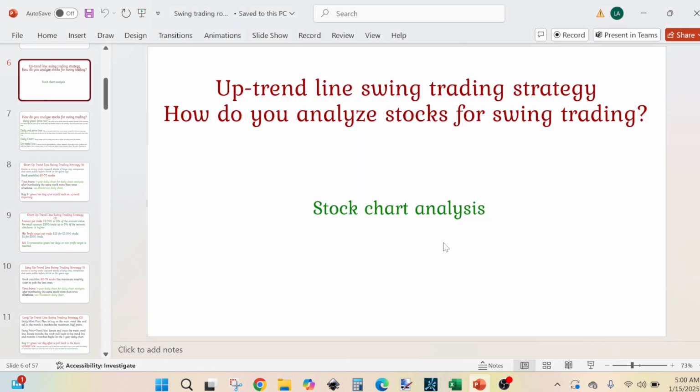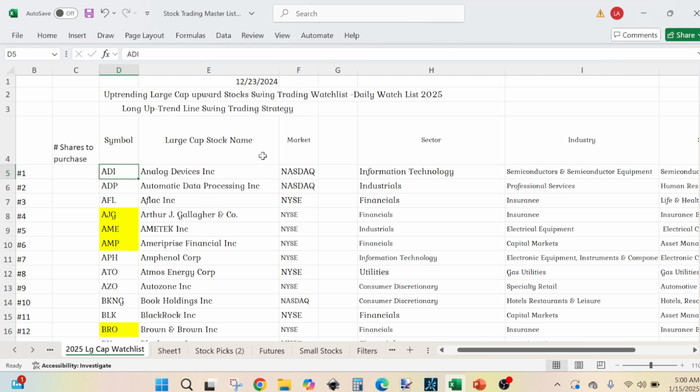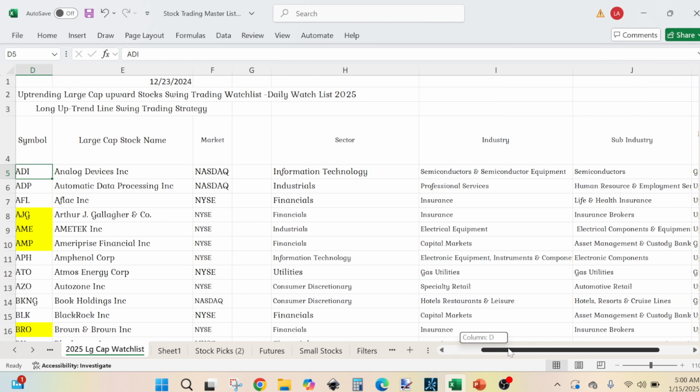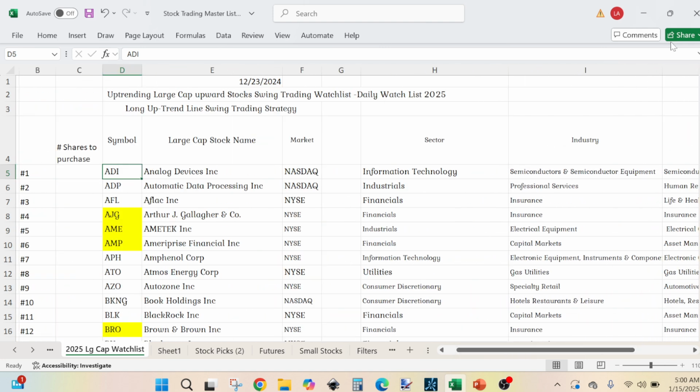Hello, how to analyze stocks for swing trading using the uptrend line, or long uptrend line, swing trading strategy. We have our stock watch list of 79 stocks that we are going to analyze, and they are large cap upward stocks.